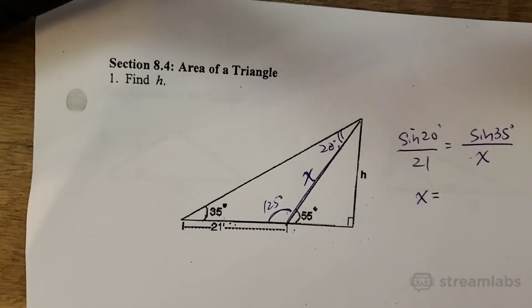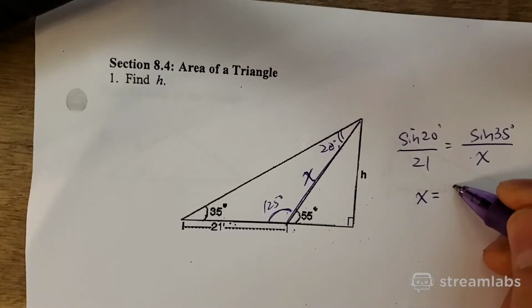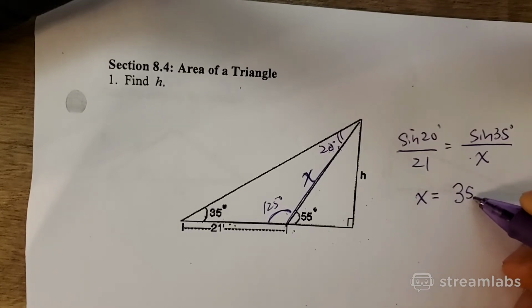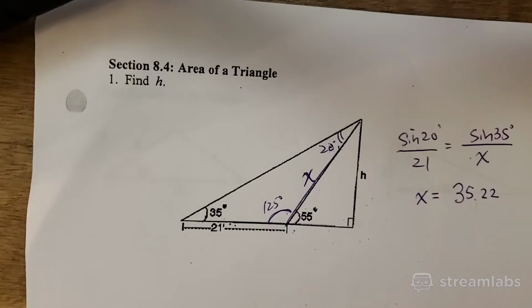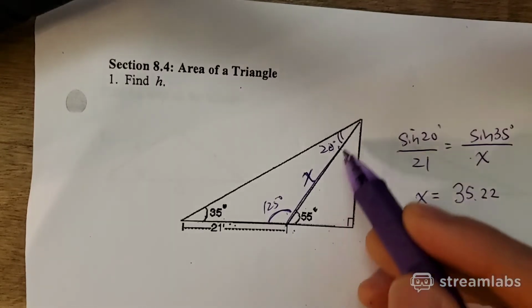So, what do you guys get? Is it lagging? I don't think it's lagging. It's pretty smooth here. 35.22 seems to be correct. Very nice. Okay, so after you solve for that, you got this length.